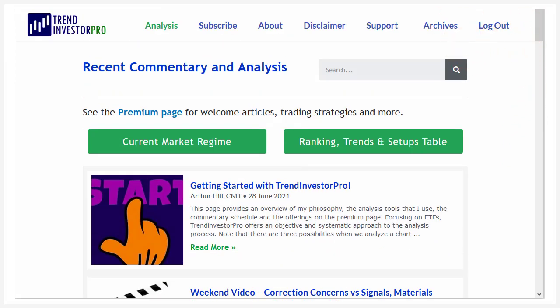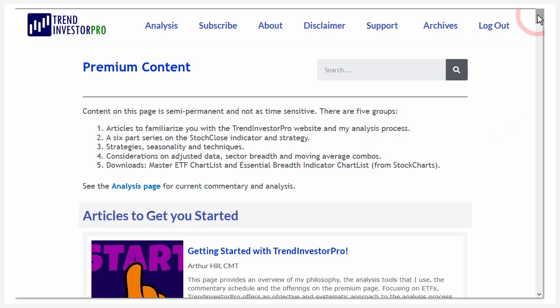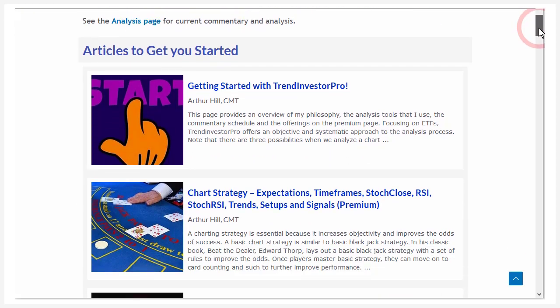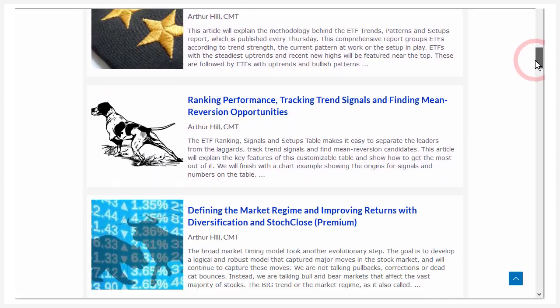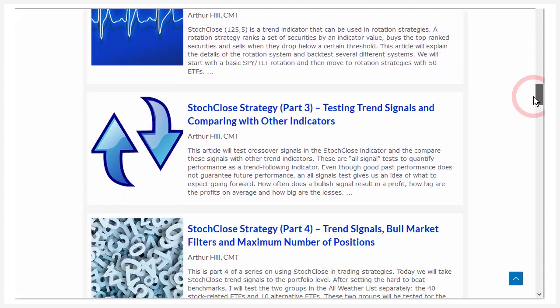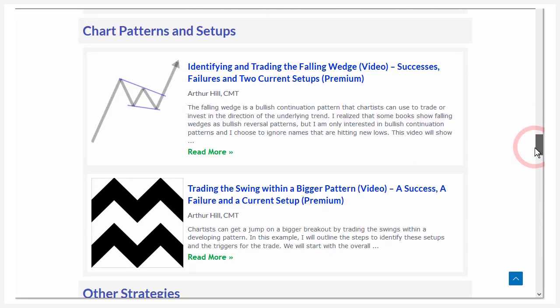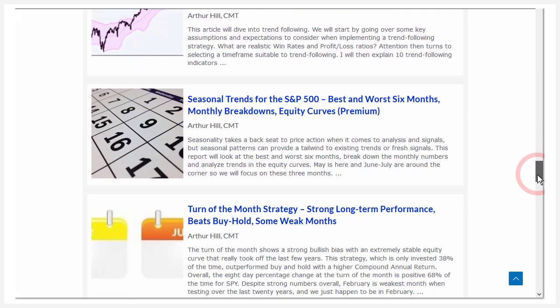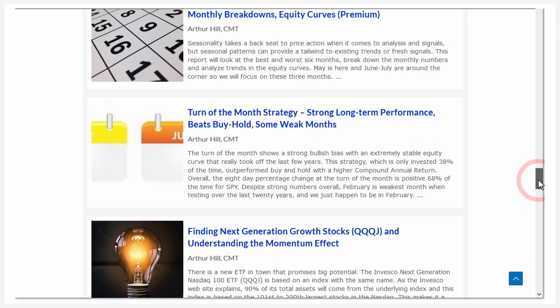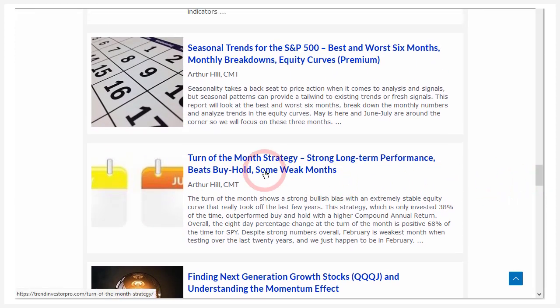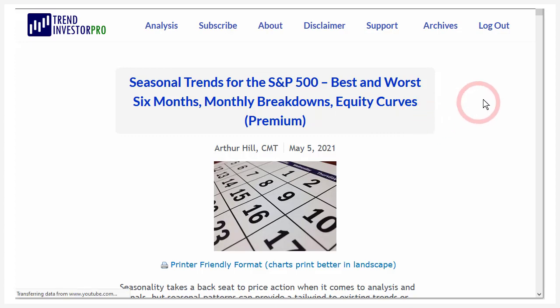And what I want to show you is this seasonality article that I wrote, and I update this every year. It's monthly seasonality. And this is on the premium content page, which has longer dated articles in that they have a longer shelf life. A number of strategy pieces here. I've got a 7-part series on using the Stoke-Close indicator, got some setup strategies. And then down here, we can see we've got the turn of the month strategy, which is a bullish 8-day period from the end of one month to the beginning of the next, the 4 days on either side. And then we have the seasonal trends for the S&P 500, the best and worst months.